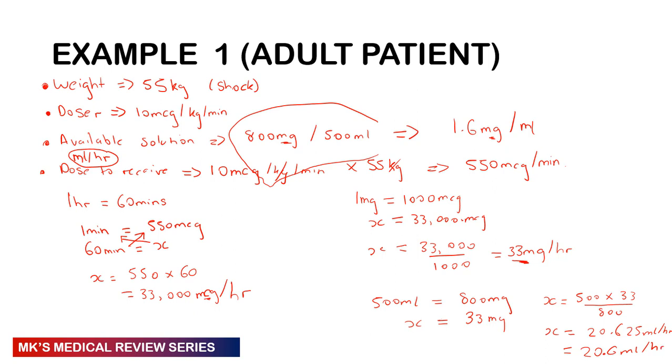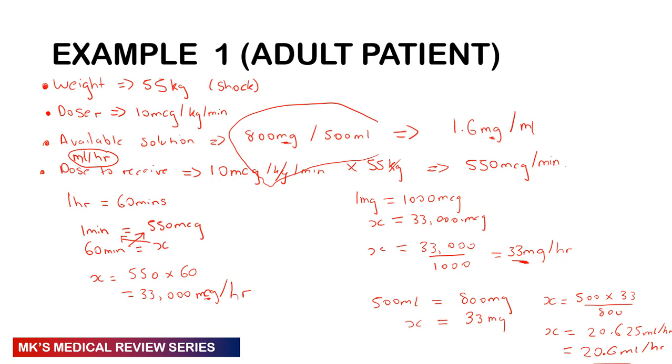And this is the order that you're going to be giving the nurse. You're going to tell the nurse, get 800 milligrams of dopamine, add it to 500 mils of normal saline, and let it run at 20.6 mils per hour. And that's enough information to give the nurse to actually work with. And I hope you actually understand this. So you can actually pause the video, work through this example, and see if you do follow.